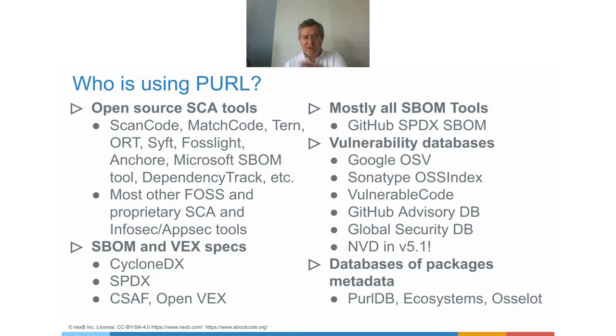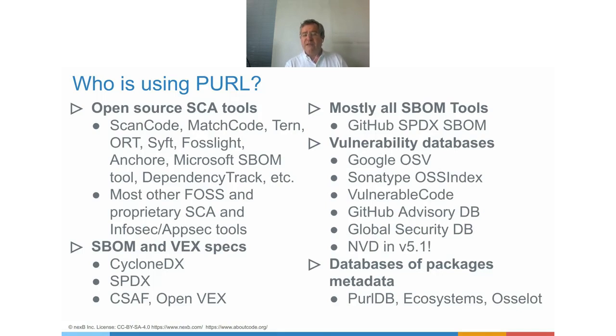Most of the SBOM tools, for instance, GitHub released a couple of days ago a way to generate an SBOM straight from a GitHub repo, an SPDX SBOM, and it's all keyed by PURL. So they use PURL as external references, PURL as SPDX package identifiers all the way. It's used also by CSAF and OpenVEX and SPDX, as I said. There's a good number also of proprietary software composition and InfoSec, AppSec tools that are also using the spec.